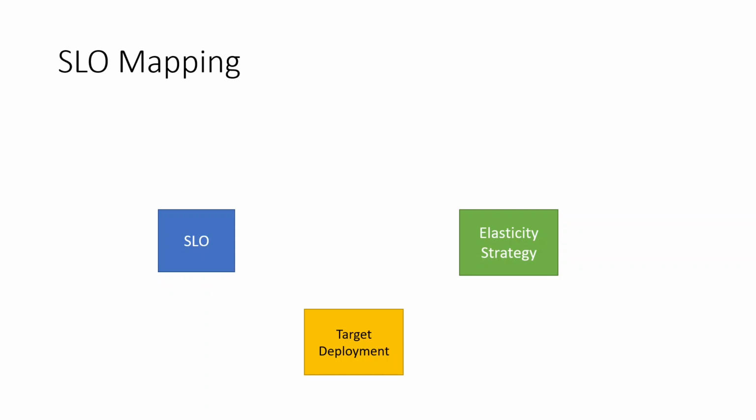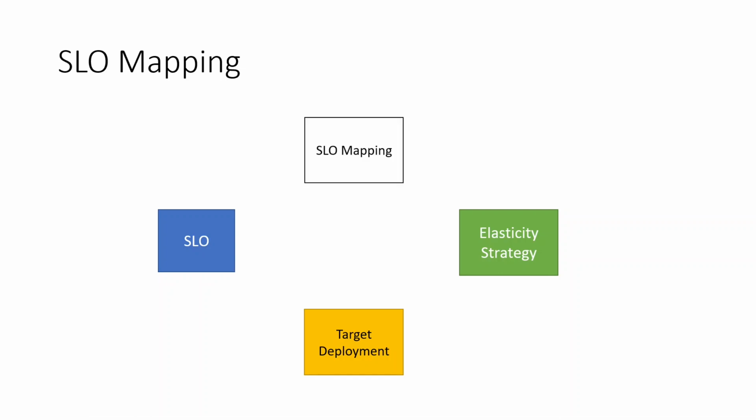So how do you apply an SLO to a target workload, target deployment? So let's say that I have an application deployed in my cloud account. This is the target deployment. I want to connect it to this elasticity strategy, and I've picked a certain SLO that I want to use. Now these entities, as you can see, are independent from each other. So we need to find a way to connect them.